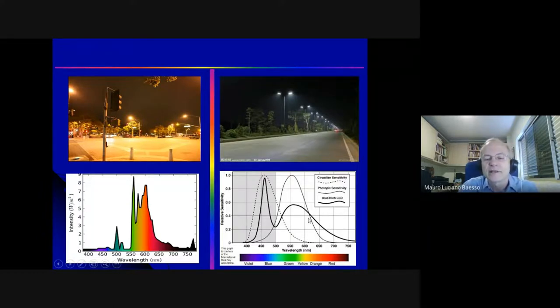If you look here in the figure on the right side down, you see the circadian sensitivity, the dotted line, and then you see the photopic sensitivity is not matched, and also the blue rich LED goes to the circadian sensitivity, so it means this blue illumination is not nice for us at all.